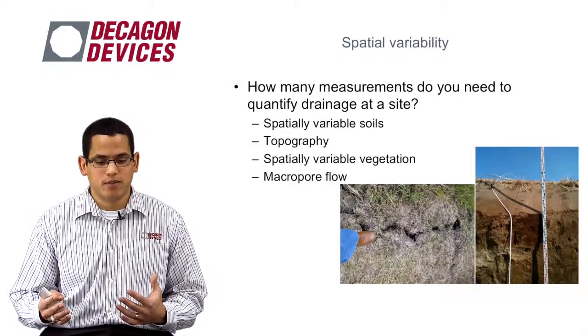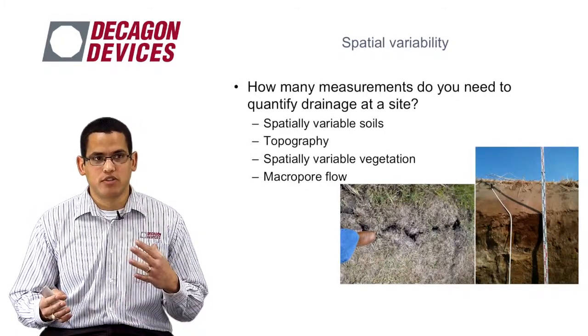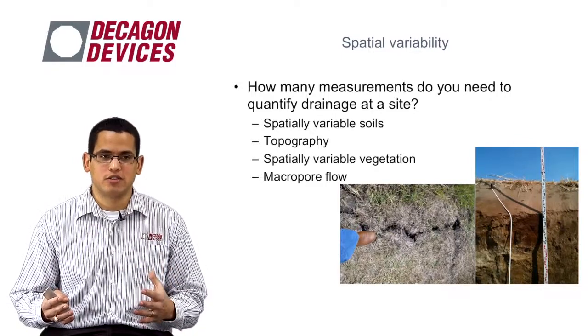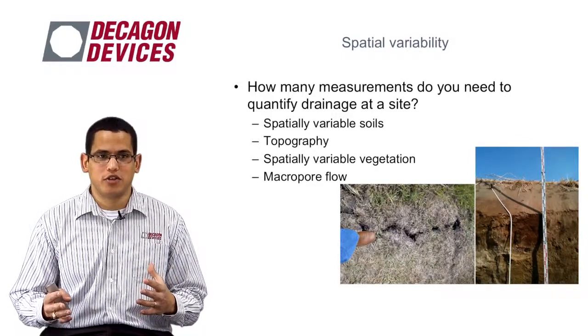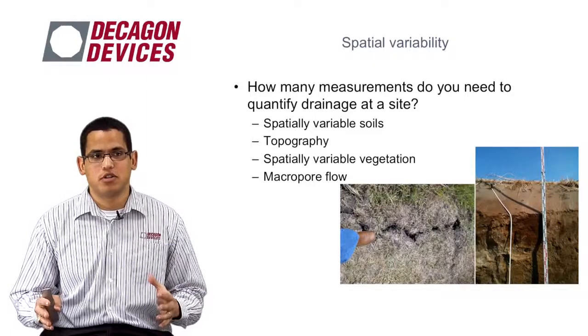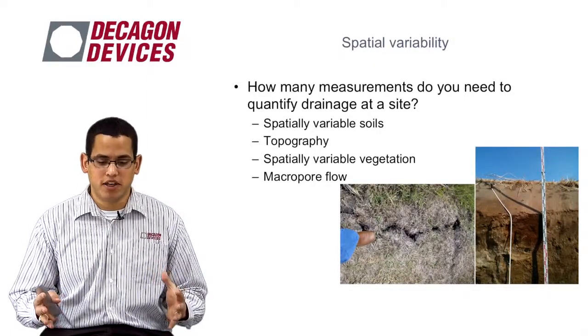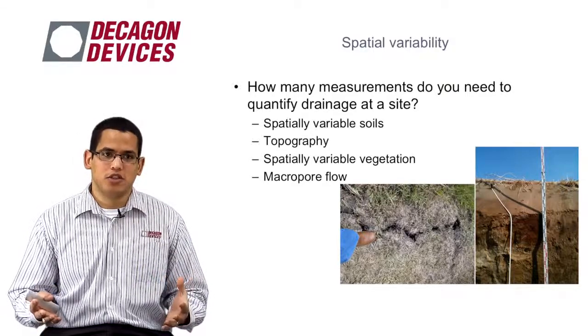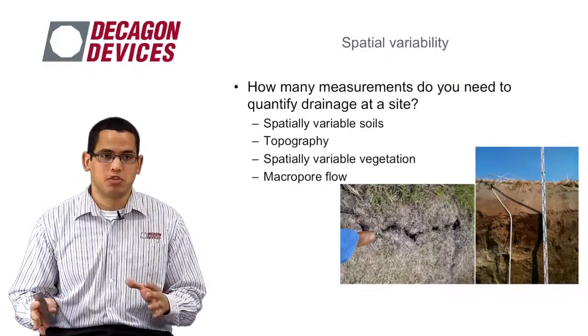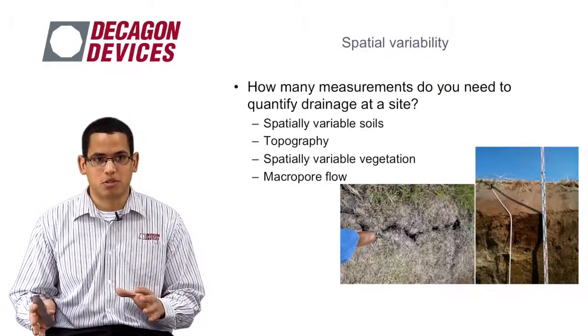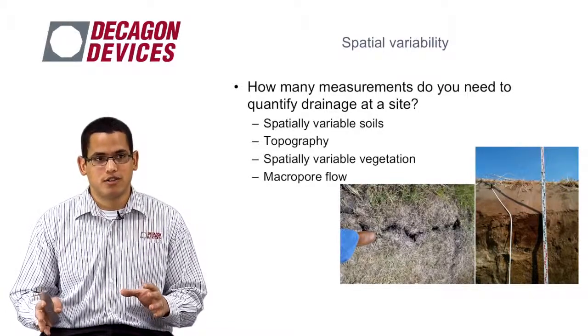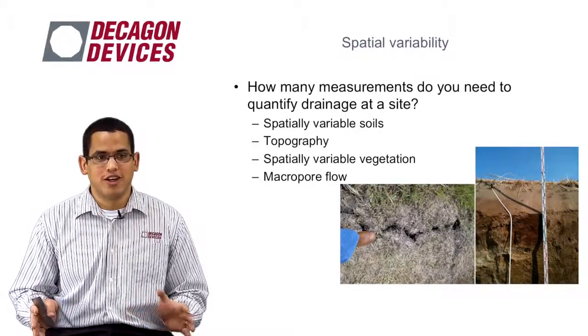And these large cracks lead to high amounts of macropore flow and preferential flow that you won't see in other areas. And so it's important that if you're working in an area like this, that you either have a large area to encompass these preferential flow paths, or that you have multiple measurement sites to help capture this spatial variability. That's incredibly crucial in these areas.